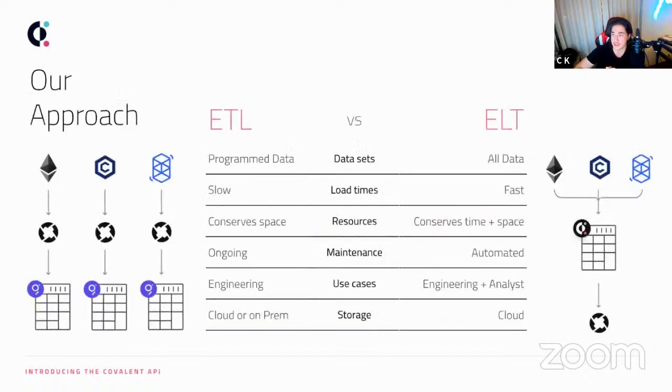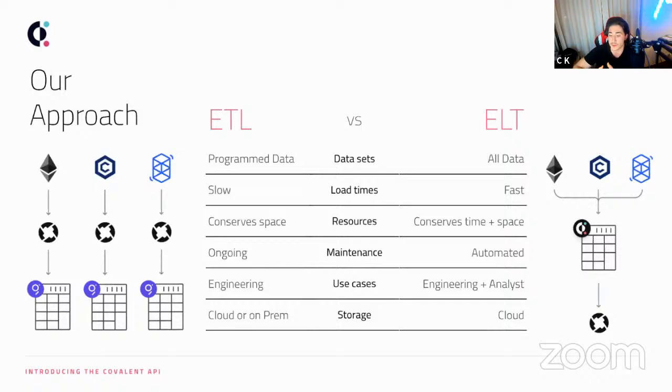So our approach is essentially, we are an ELT data pipeline. ELT stands for extract, load, and transform, whereas ETL stands for extract, transform, and load. The distinction between these two is based on the order of events. With ETL, you transform the data while it's being moved. With ELT, you transform the data only after it's been moved.